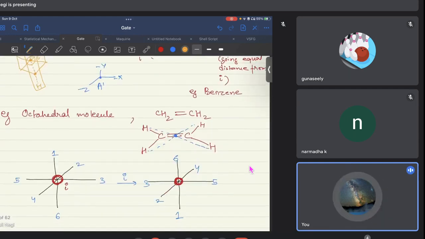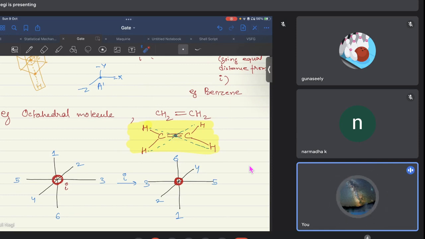Now again, this is the ethylene molecule. If you draw this particular structure, you will see that this hydrogen atom will get reflected with respect to this particular point in this direction, and you will have the same hydrogen, so the structure will be indistinguishable. So this is the point which we call the center of symmetry in the ethylene molecule.